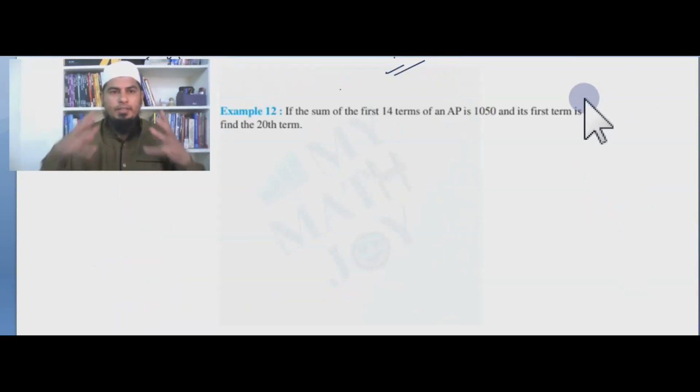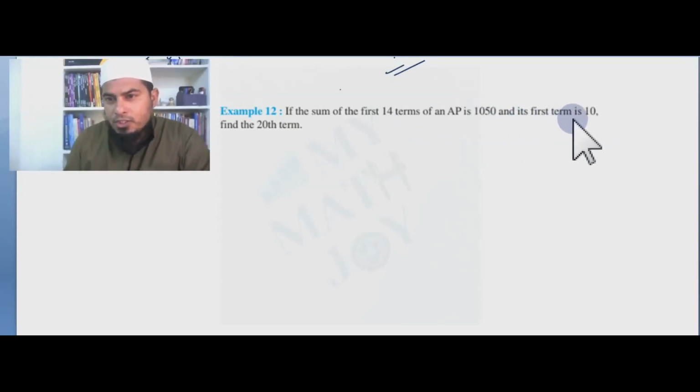Here is another example. The question: if the sum of the first 14 terms of an AP is 1050, and its first term is 10, find the 20th term. It means he gave us the sum of all 14 terms collectively, that is 1050. So it is S14.